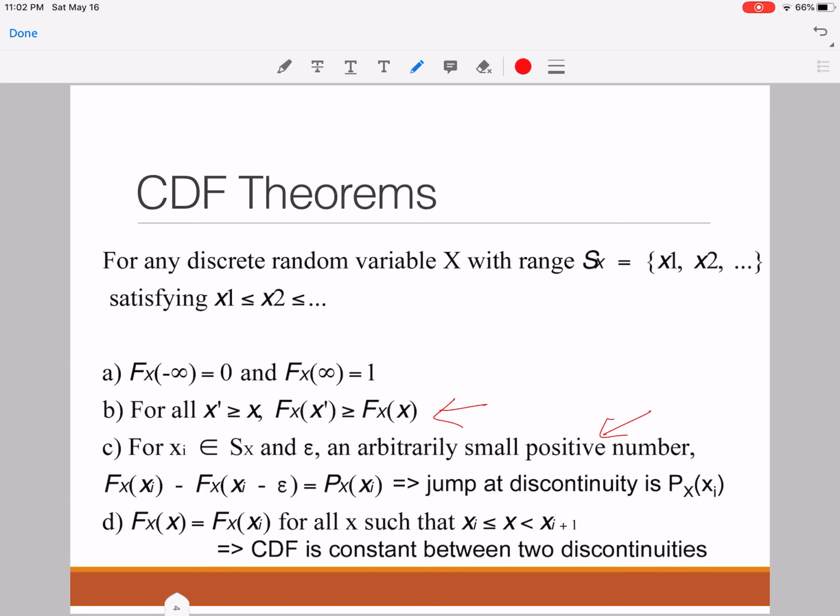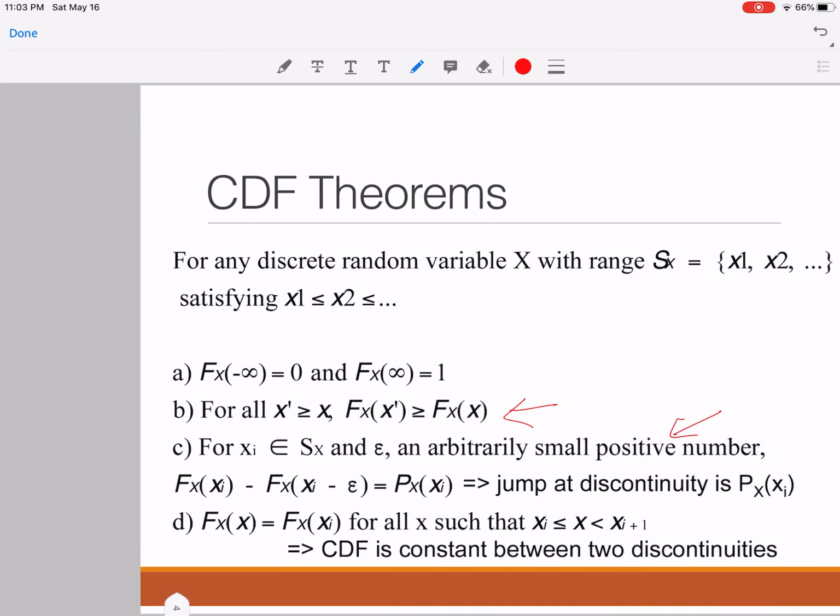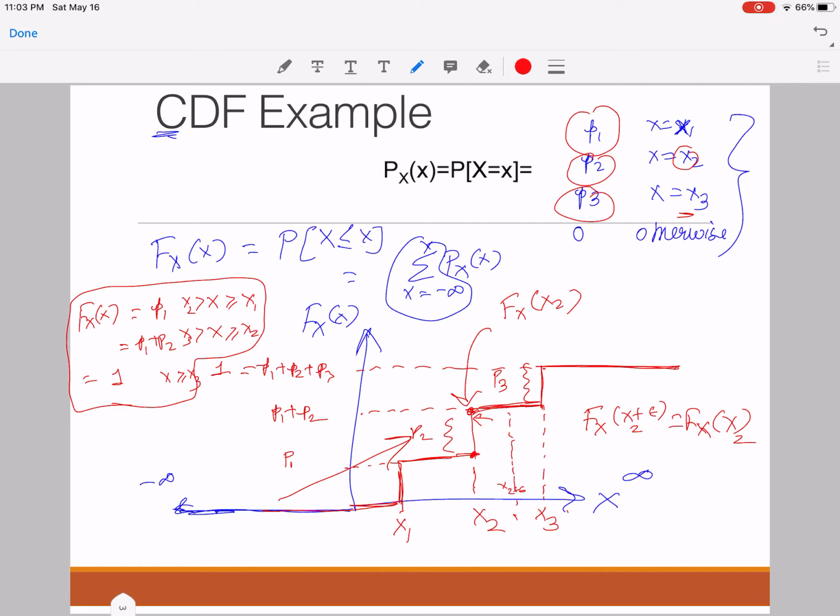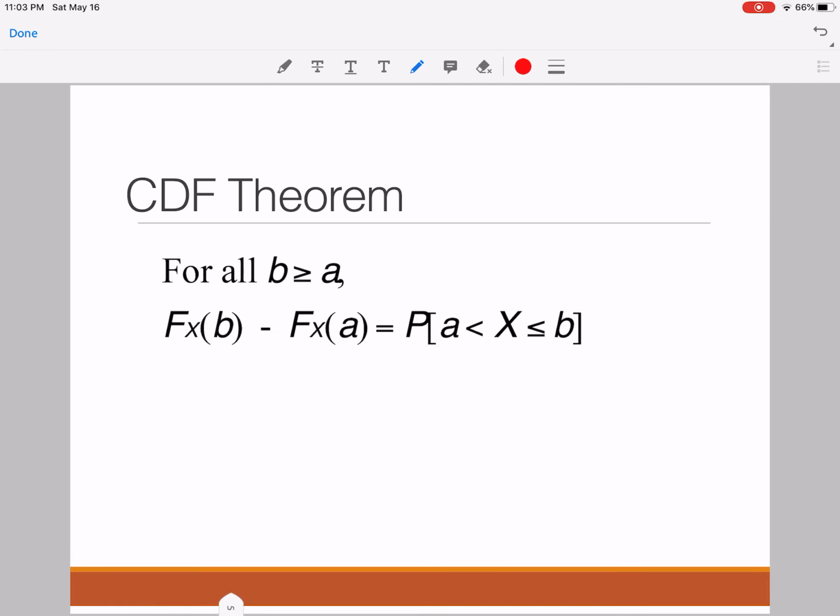In addition, your CDF is going to be constant between two discontinuities. So there are always going to be steps which denote the constantness of the CDF between two discontinuities. CDF is particularly useful to evaluate probabilities of those events where we are interested in finding the probability that x belongs to an interval. For example, if I would like to find the probability that x belongs to an interval a to b, then I can evaluate that by computing F of x at b minus F of x at a. That is going to give me the probability that x is greater than a but less than or equal to b.